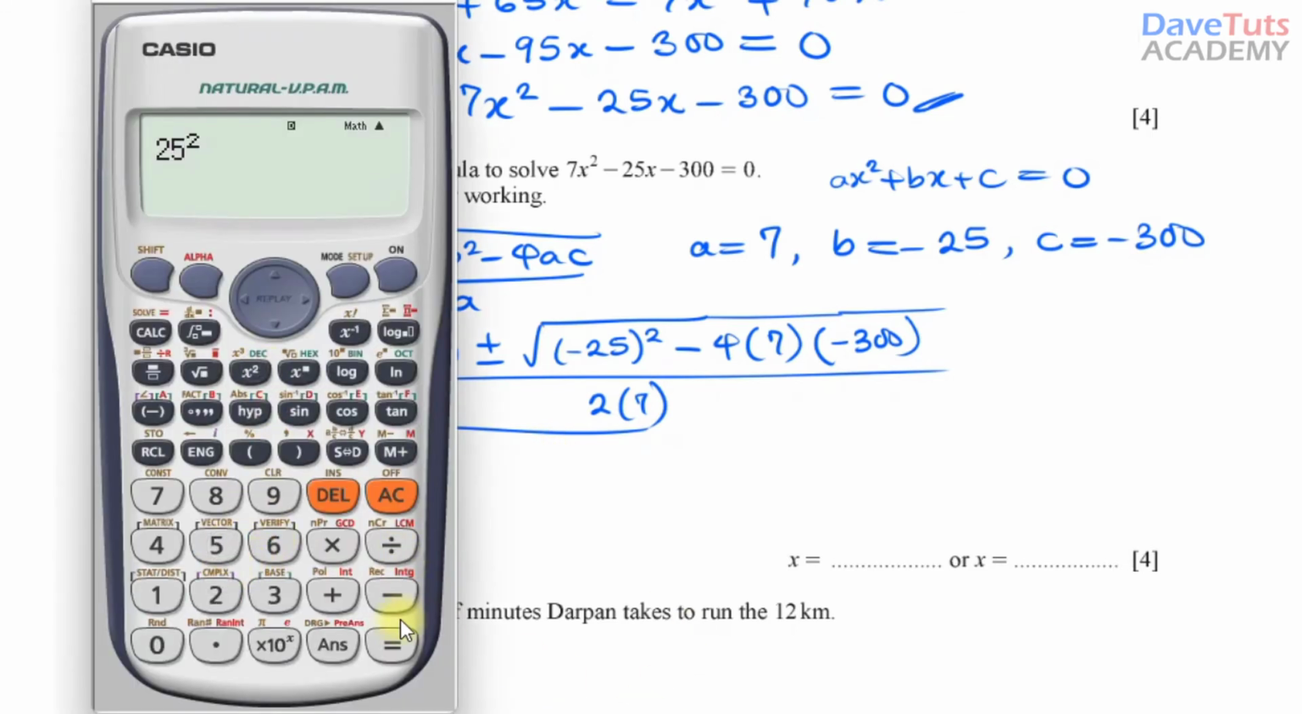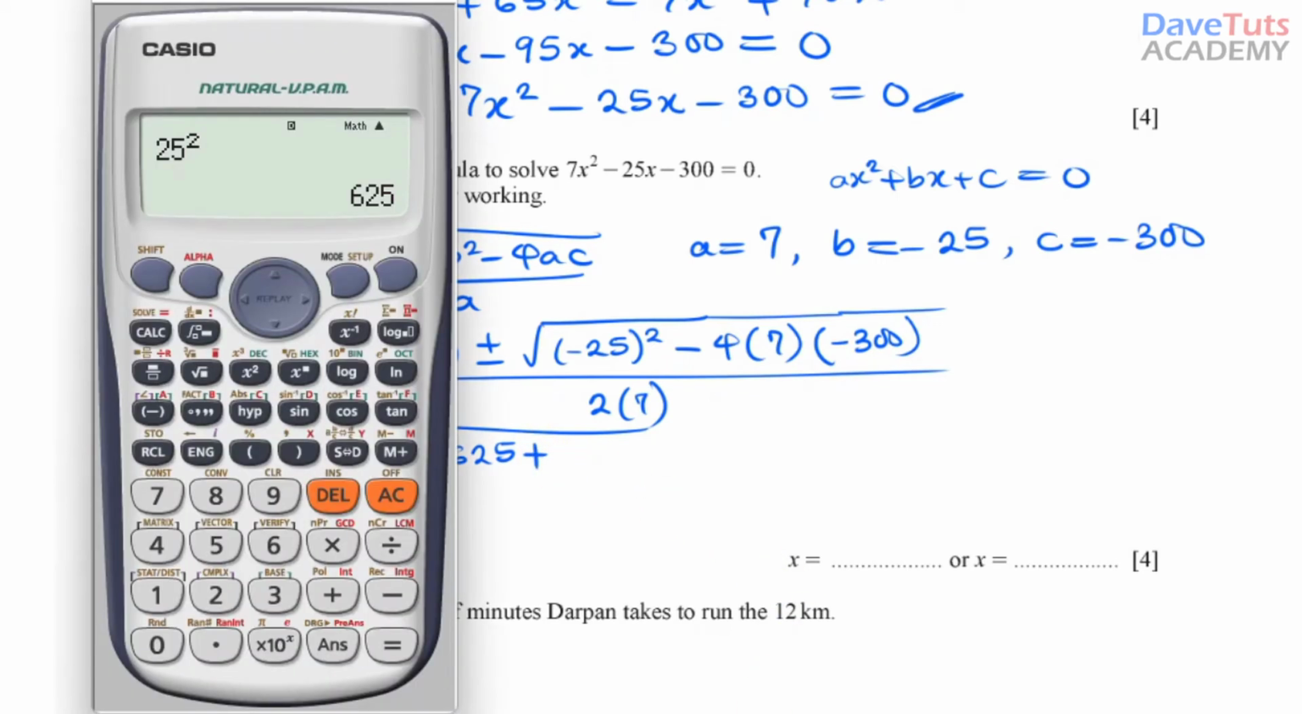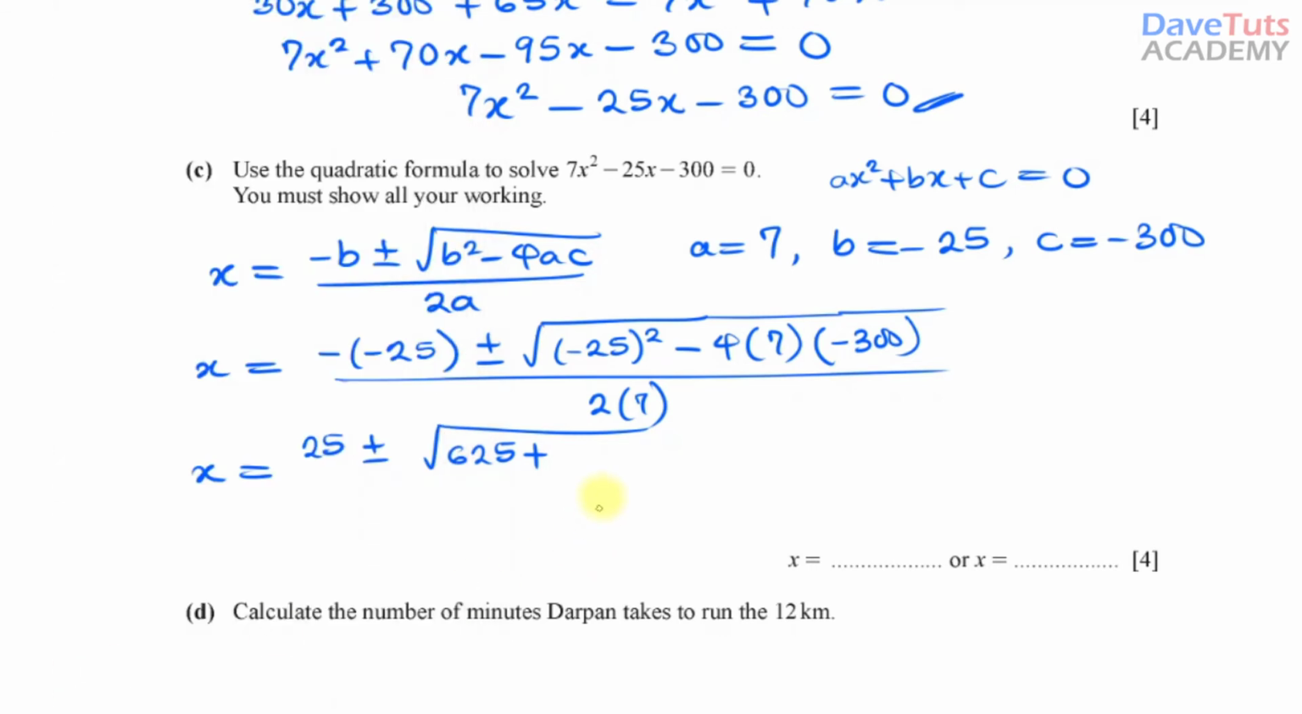25 raised to the power 2 is 625. Then this minus and this minus multiply to be plus, and then we have 4 times 7 times 300, which is 8400, all divided by 14.